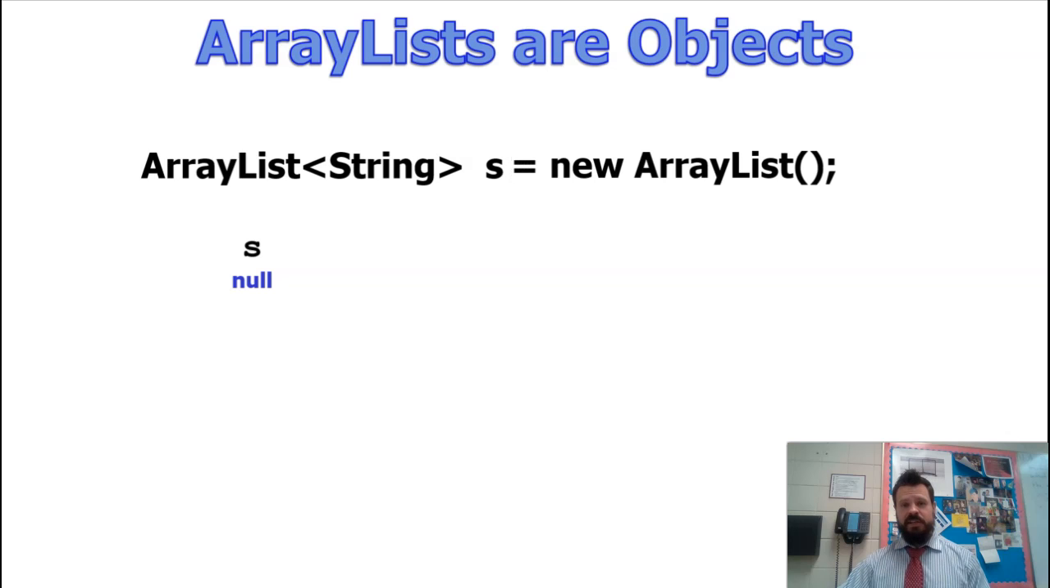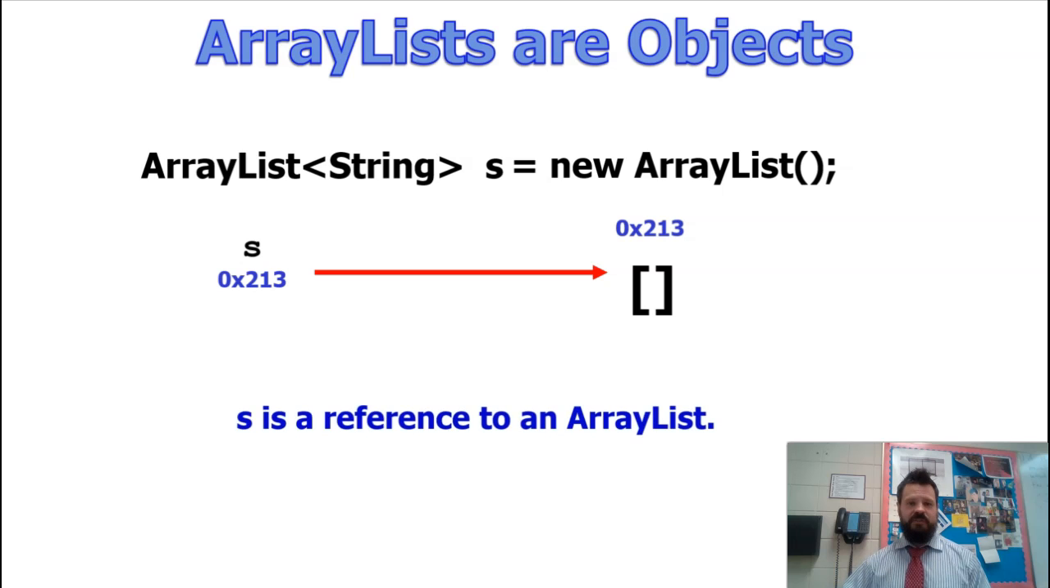Okay, or I can assign it, which would actually create the ArrayList and point that reference variable to it. Okay, we can say that s is a reference to an ArrayList. Okay, so ArrayLists work like all our other objects in Java.